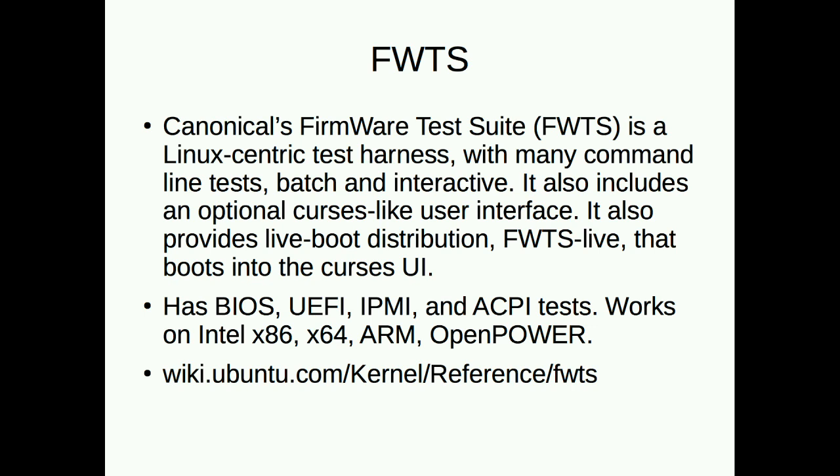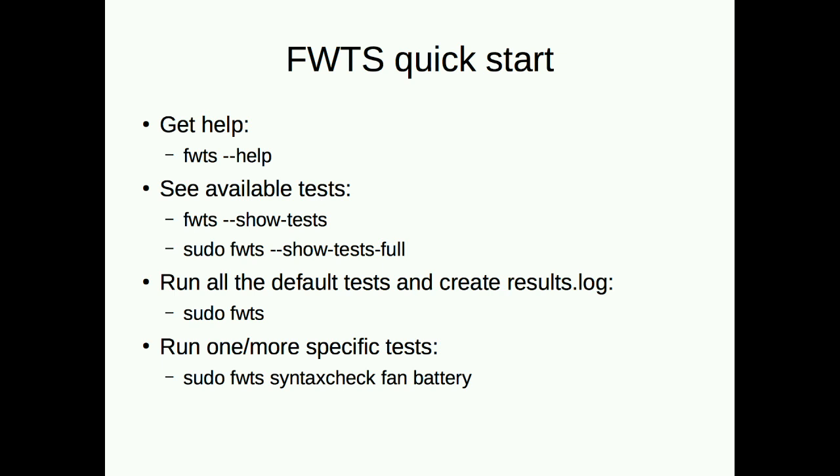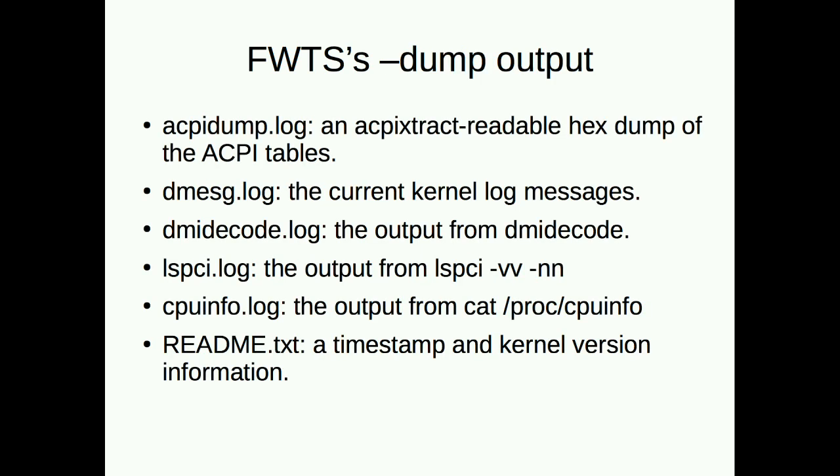FWTS is probably the best tool out there for ACPI tests. It's a command line tool. It has a curses front end, and a live boot distro that automatically boots the curses front end. To get started, you can show tests, and running the default test is straightforward. You can run single tests, as we'll see on the next slide. The --dump command generates a whole bunch of nice logs to look at, including some binary ACPI hex. I don't like their format and need to modify that, but they've got some nice ACPI tables there.